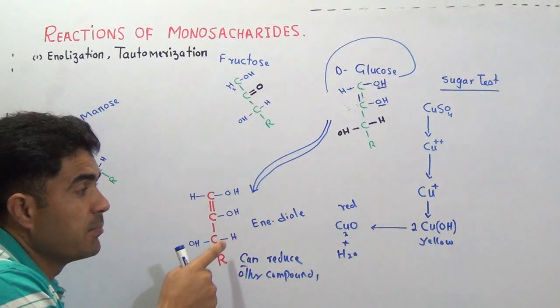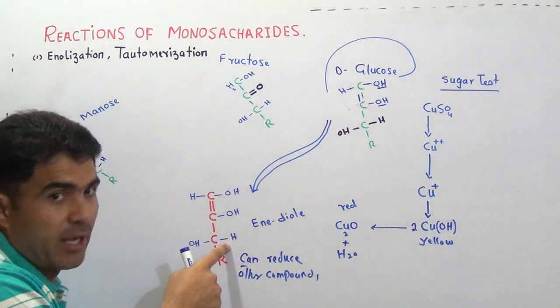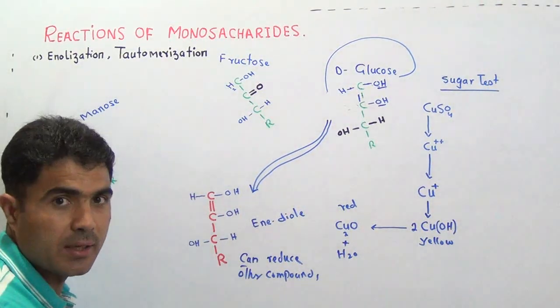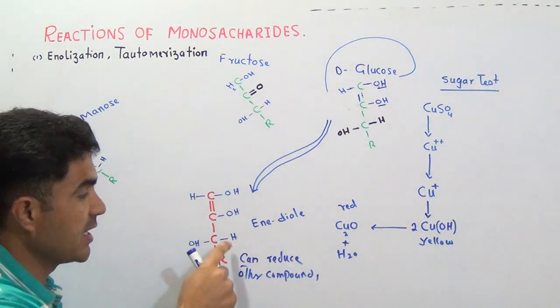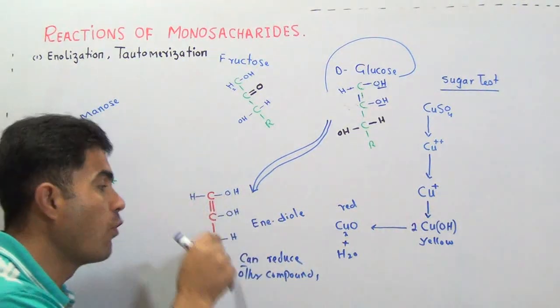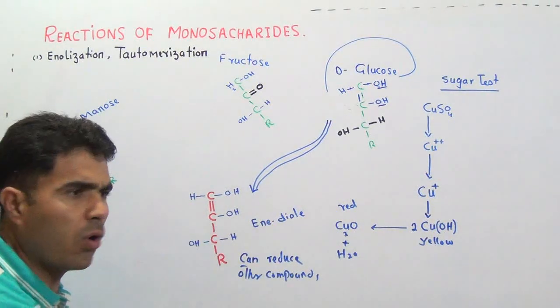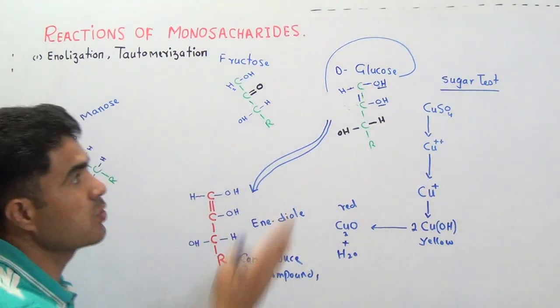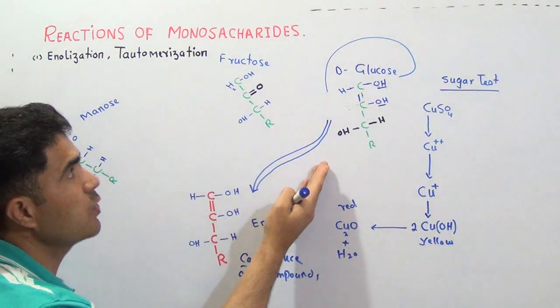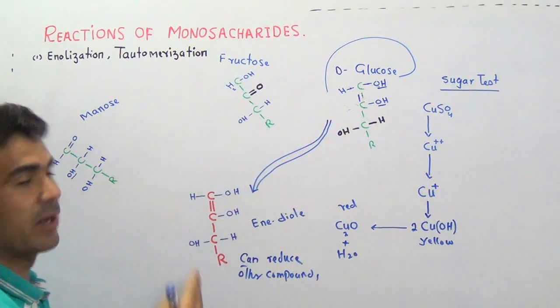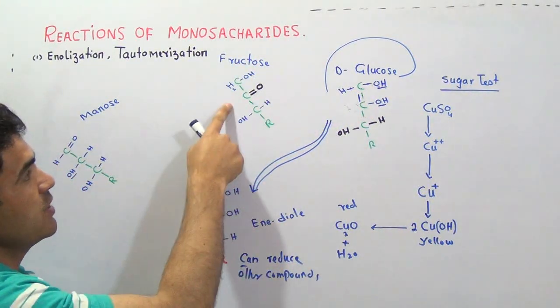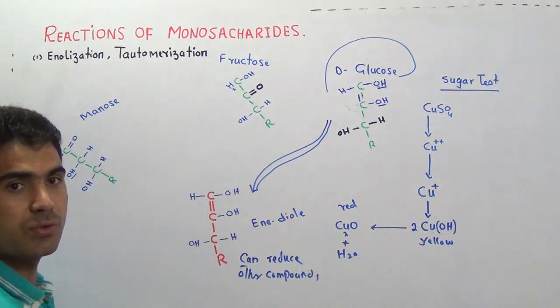The cause is that they can make enediol. Any sugar that cannot form enediol will not act as a reducing sugar. So all monosaccharides are reducing, whether it is glucose, fructose or mannose, they all can. If you see, fructose can also do the same.